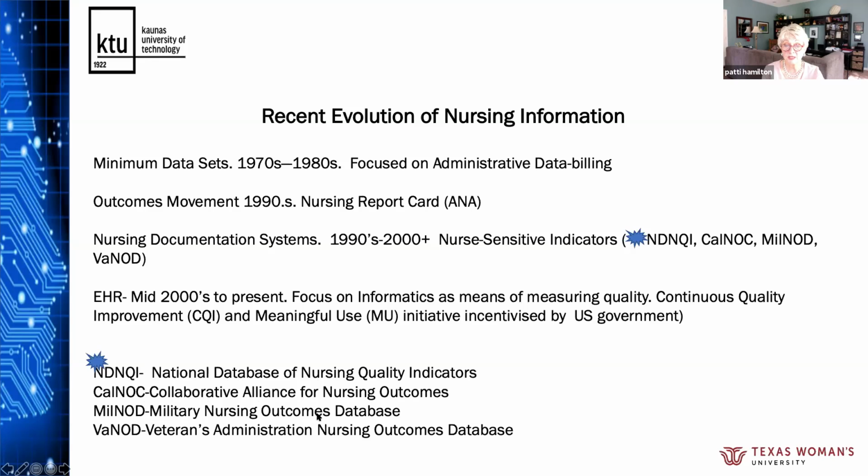MILNOD, the Military Nursing Outcomes Database. The military nurses were able to generate information from databases they were keeping. And the VA NOD, Veterans Administration, was there in the United States, the system of healthcare for veterans. They kept their own database. So we had all these different groups trying to come together within their own group to decide what a nurse sensitive indicator was. And then along comes in the mid-2000s, the electronic health record. So that just sort of sums up the history that Terry was talking about in her article.